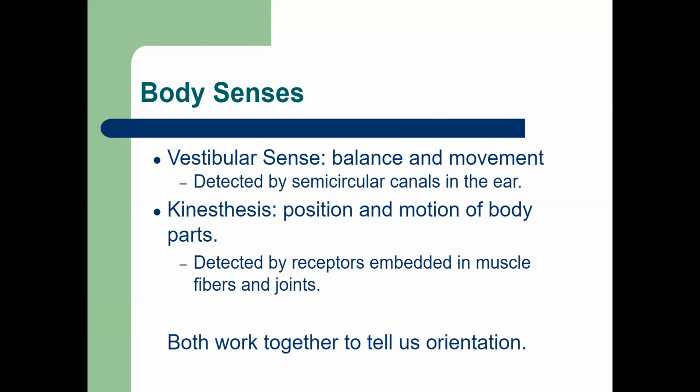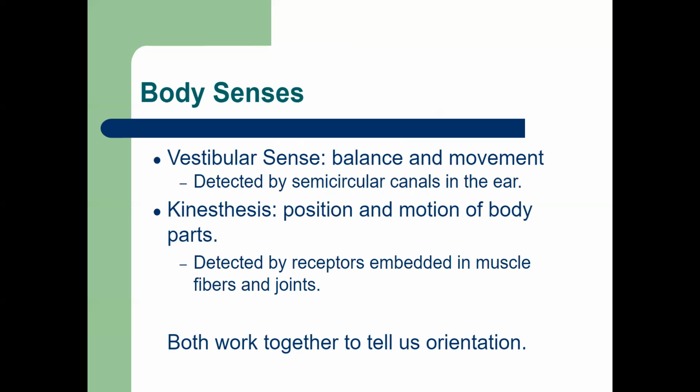The semicircular canals in the inner ear contain the sensory receptors that detect head motion. These canals consist of three fluid-filled circular tubes that lie in the three planes of the body: right to left, front to back, and up and down.